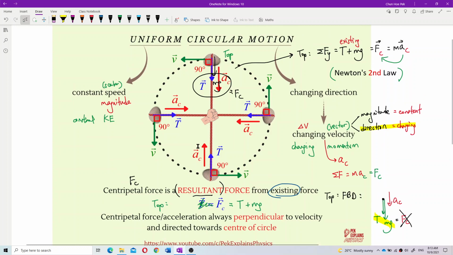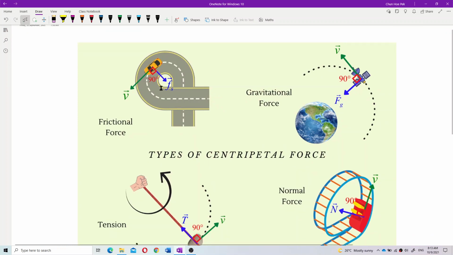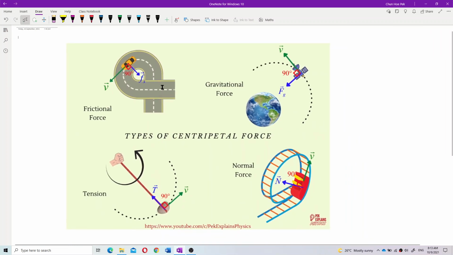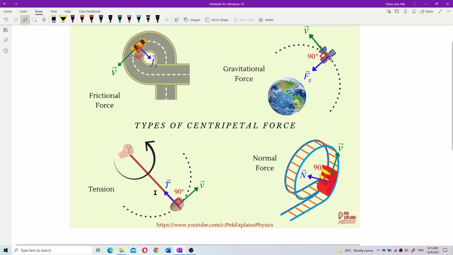Now, what are the examples of centripetal force? Tension is one example. Tension is perpendicular to the velocity, so tension provides the centripetal force for the velocity to continuously change direction in a circular motion. Tension is one type of centripetal force. What other types of centripetal force are there?